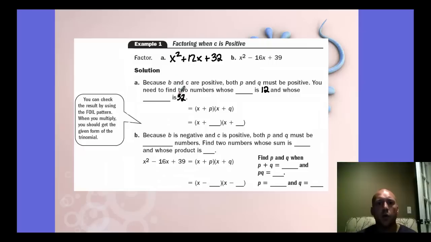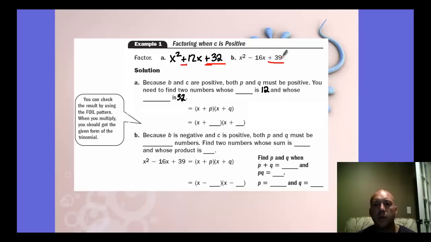So this explains a little bit more, and this looks at signs. When we look at our signs, this number here, 32, where does it come from? We really need to be careful about our signs. So a positive: how do we get a positive through multiplication? It could be a positive times a positive, or a negative times a negative. So the two numbers that multiply to 32 have to be the same sign. That's what it's saying, because b and c are positive. Both p and q must be positive for this problem.